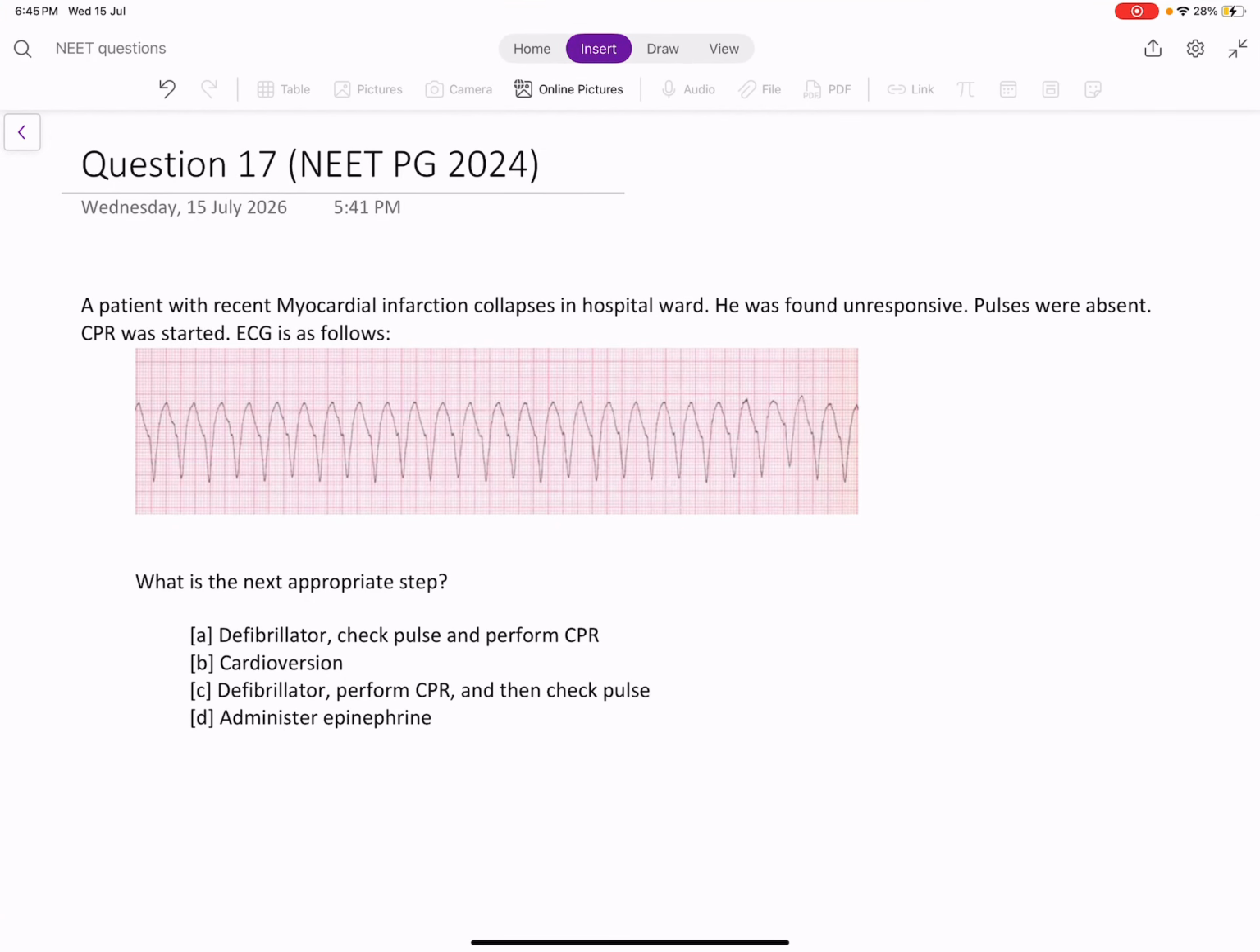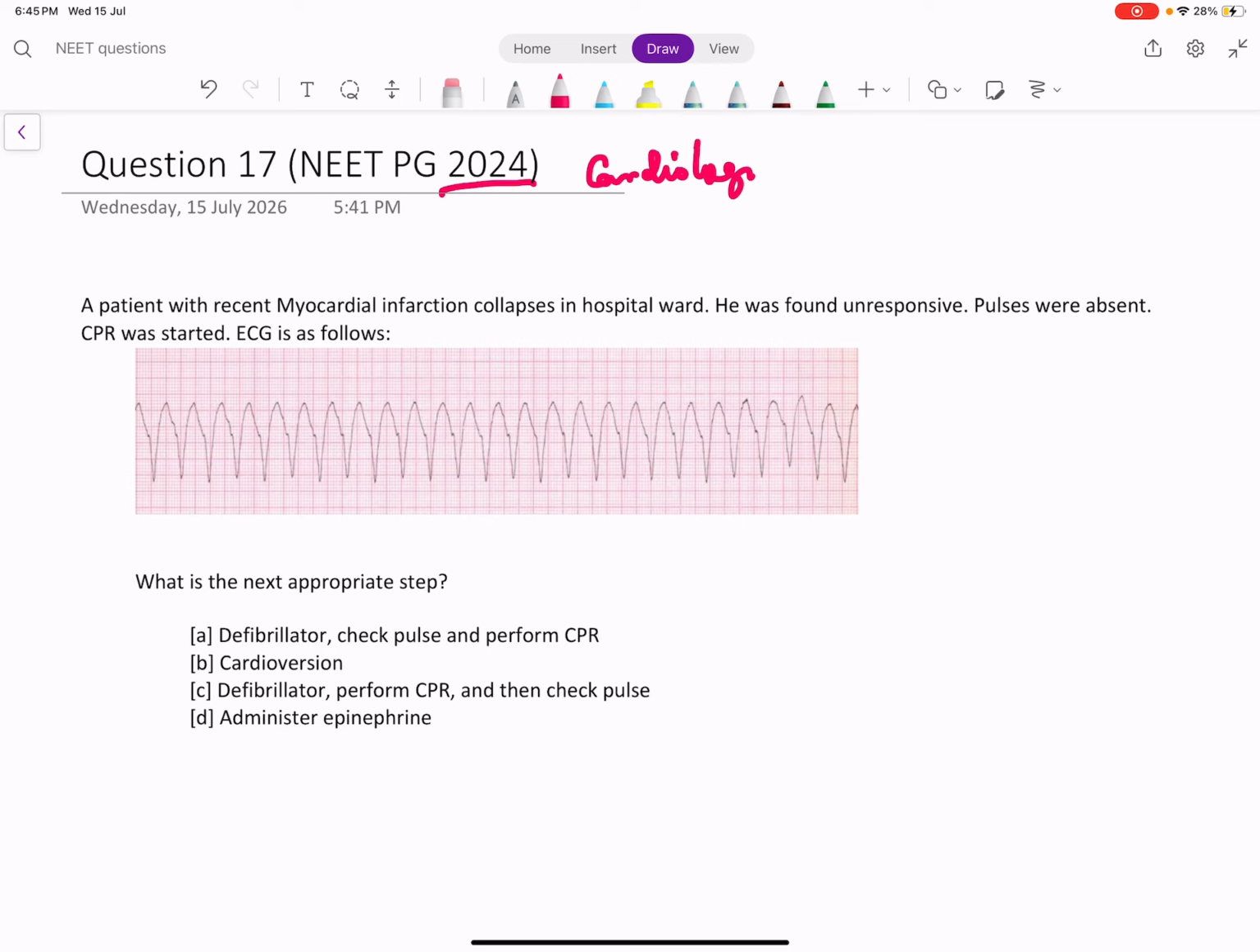So we are continuing the next question in our previous year NEET PG question series. We'll start with 2024 questions. We'll discuss cardiology questions initially. So this is an ECG question.